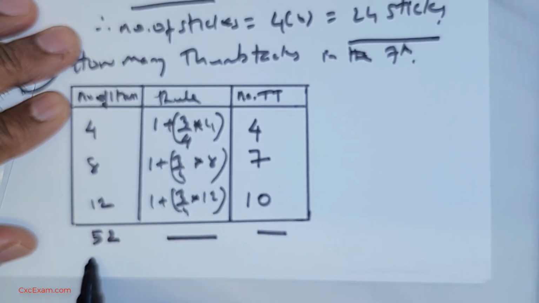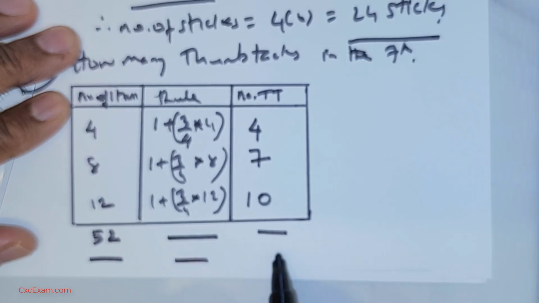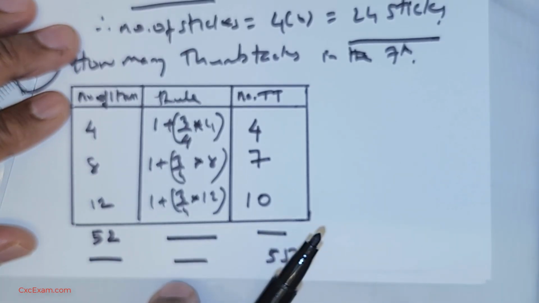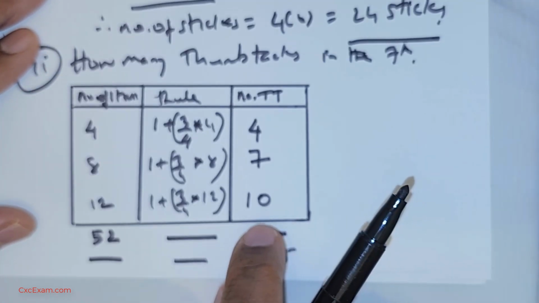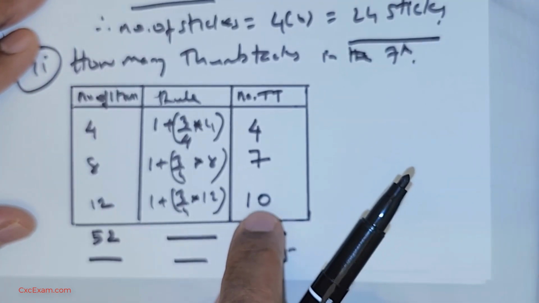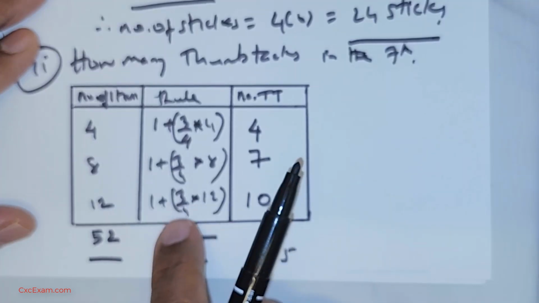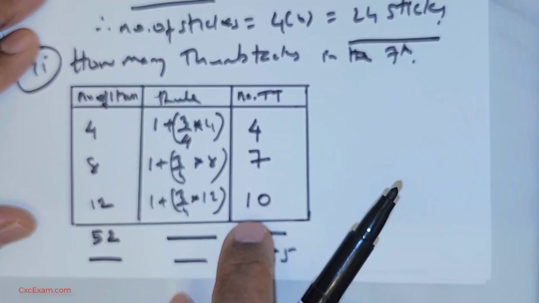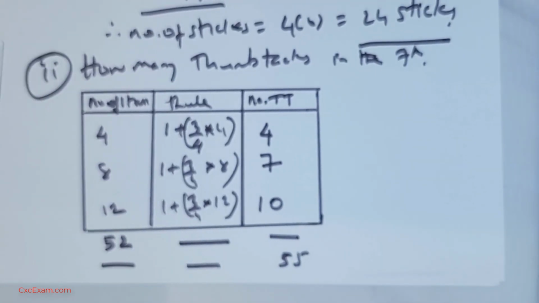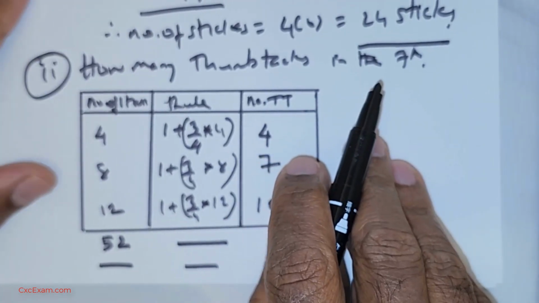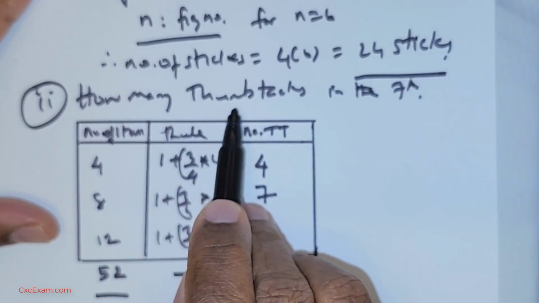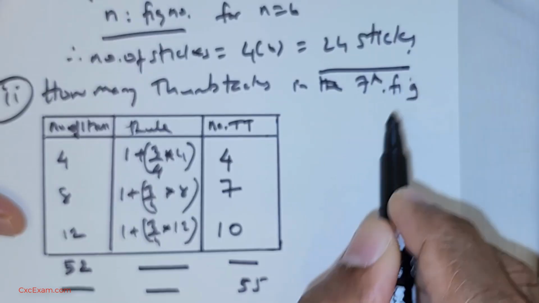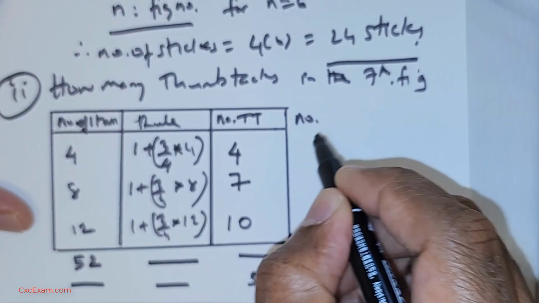What do we get here in 52? What do we get here when it is 55? So these are the two requirements we need to find. Now from here we need to find a pattern that connects the number of thumbtacks being used. So clearly, in the seventh figure, this is what is required, right? So first we find the number of sticks.